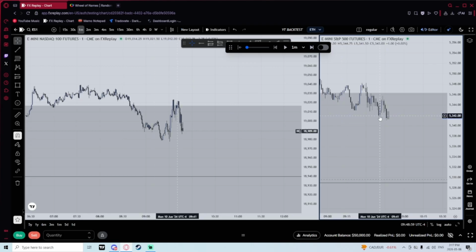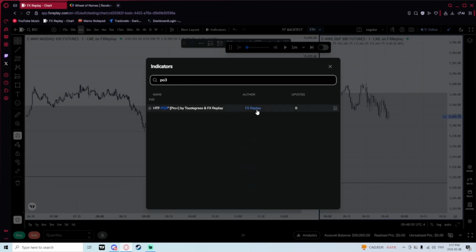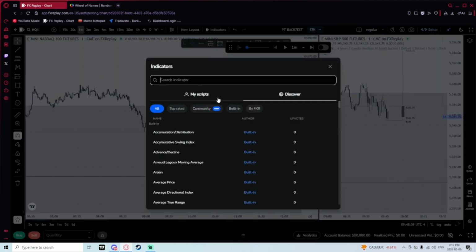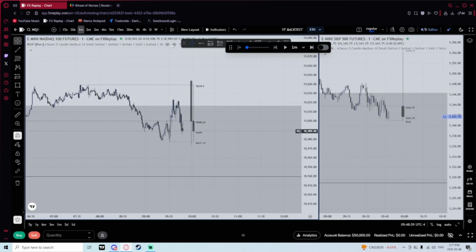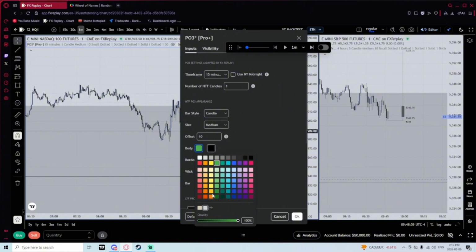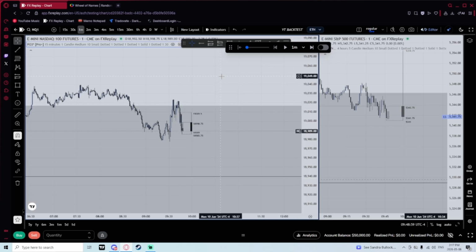Now we have a bullish SMT with our new 15-minute candle. Let me get my, this is pretty bad. One 15-minute PO3 body. We'll just go blue. This body will go brown or black. Border that. Wick that. Sure. Cool. Okay.